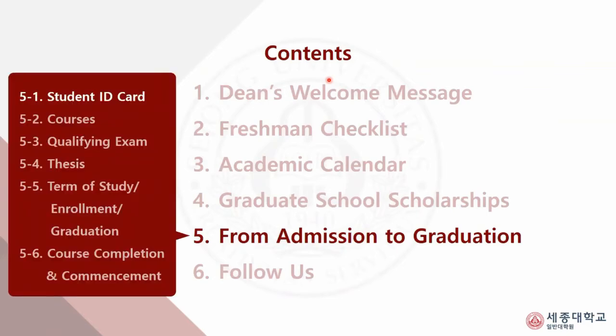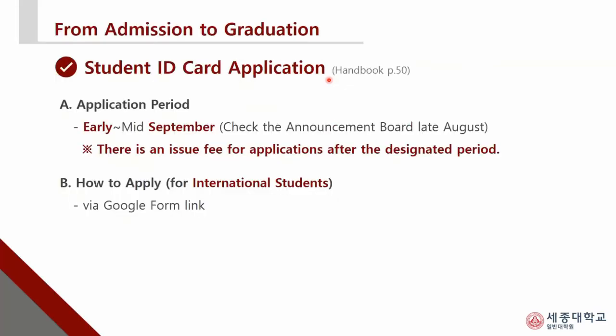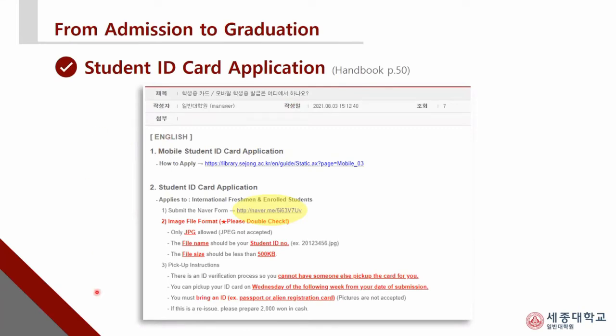Next, we will briefly talk about everything from admission to graduation, starting with how you can apply for your student ID card. There will be a post on the announcement page sometime during late August to early September. You can apply via a Google form link for international students. And please note that there is an issue fee for applications after the designated period, so please apply within the designated period. There will be an announcement post, something like this.